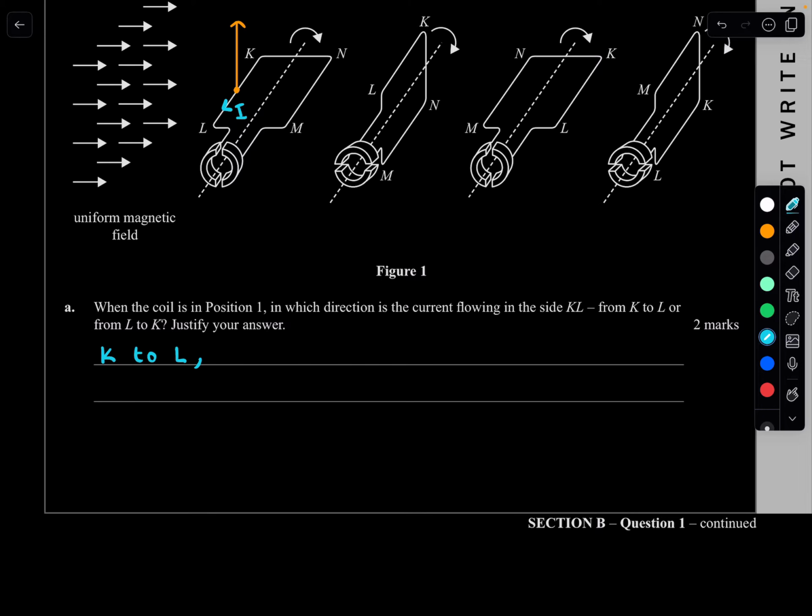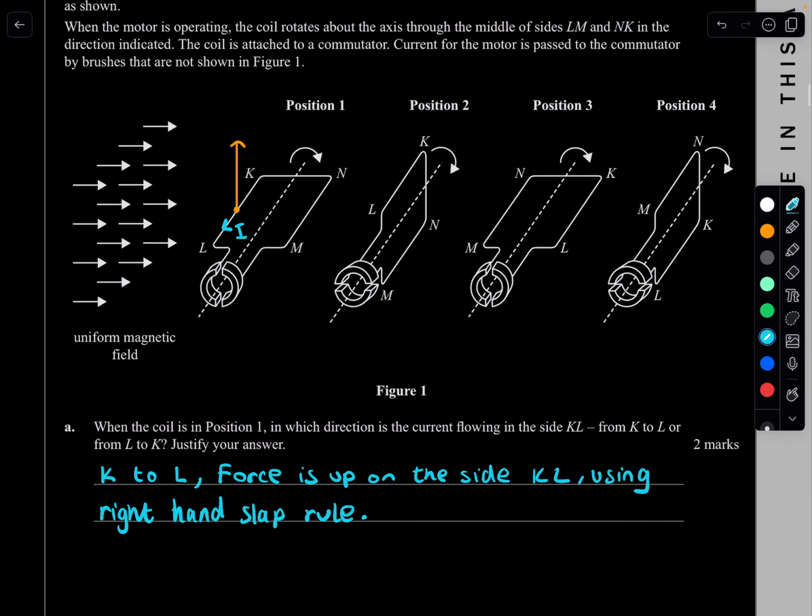So we knew the force is up on the side KL. So using right hand slap rule, I think that's basically what you just need to justify. So we said the answer, we've said how we did it, so we knew the force has to be up on that side and using the right hand slap rule, and yeah, to get our direction of the current.